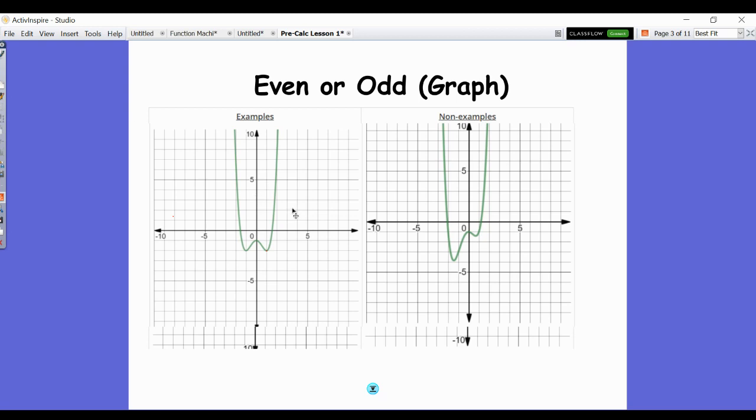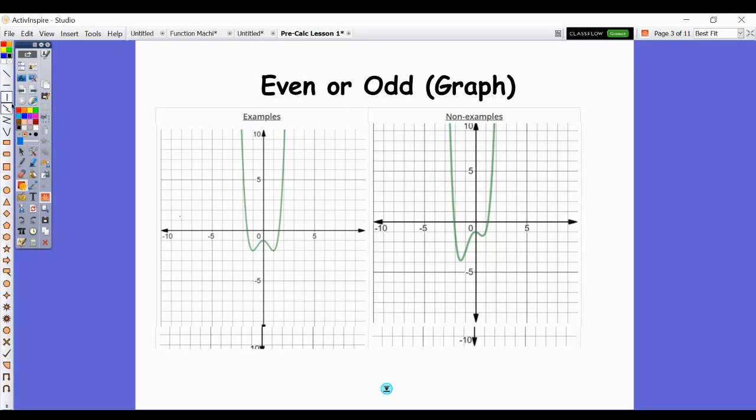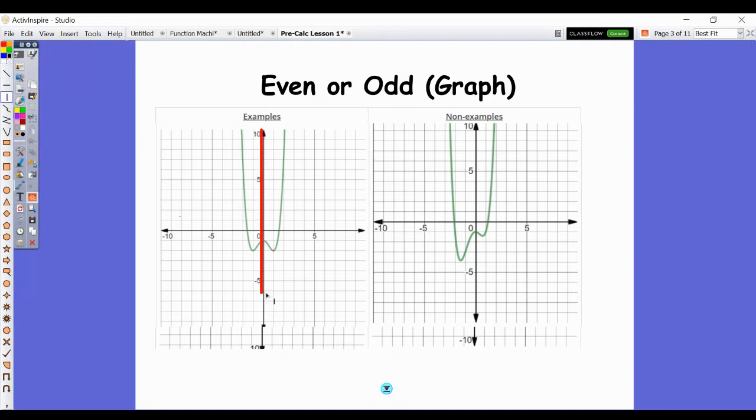So next video is about even graphs, and then we'll do odd on a separate one. So what we're looking for is basically a reflection, and it is a very special reflection. It is a reflection over the y-axis. So I'm just going to highlight our y-axis really quickly, maybe like in red, make it nice and obvious. So I can clearly see that that y-axis splits my graph in half.